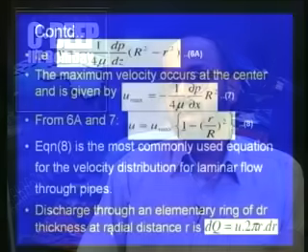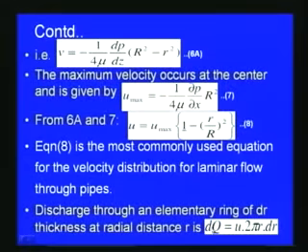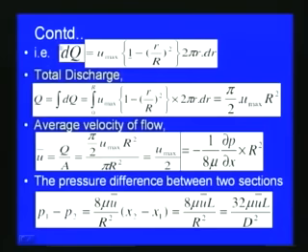So, now once we get the velocity distribution, we can find out the discharge. The discharge through an elementary ring of dr thickness at radial distance r is dQ is equal to u into 2 pi r dr. After we substitute for u, dQ is equal to u max into 1 minus r by R whole square into 2 pi r dr. So, total discharge we can get by integrating dQ, that is equal to integral 0 to R of u max into 1 minus r by R whole square into 2 pi r dr, that is equal to pi by 2 into u max R square.